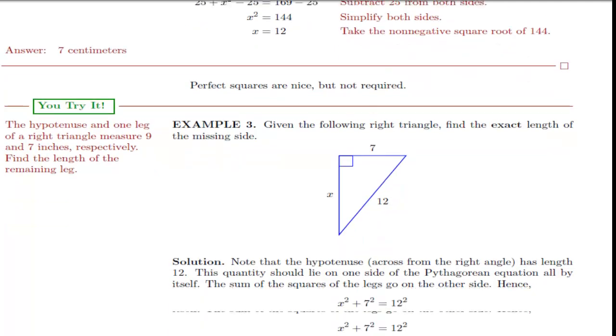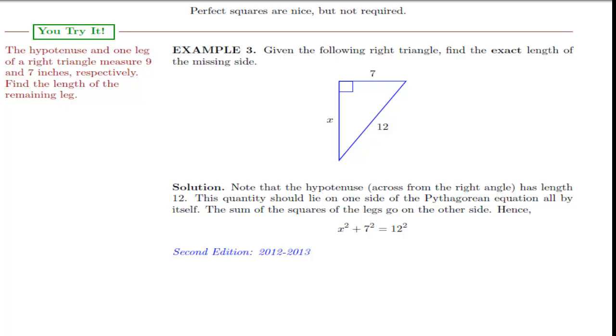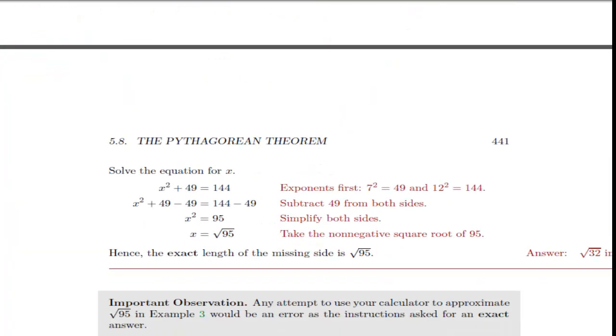Example 3. Given the following right triangle, find the exact length of the missing side. Solution. Note that the hypotenuse across from the right angle has length 12. This quantity should lie on one side of the Pythagorean equation, all by itself. The sum of the squares of the legs go on the other side, hence x squared plus 7 squared equals 12 squared. Solve the equation for x.